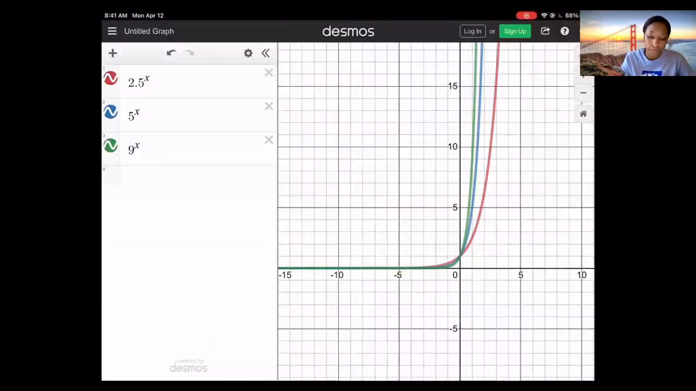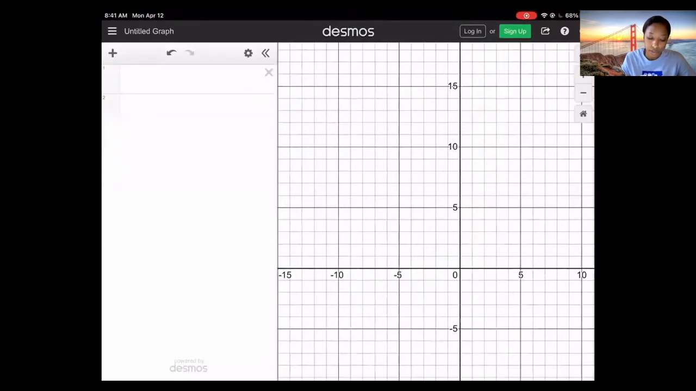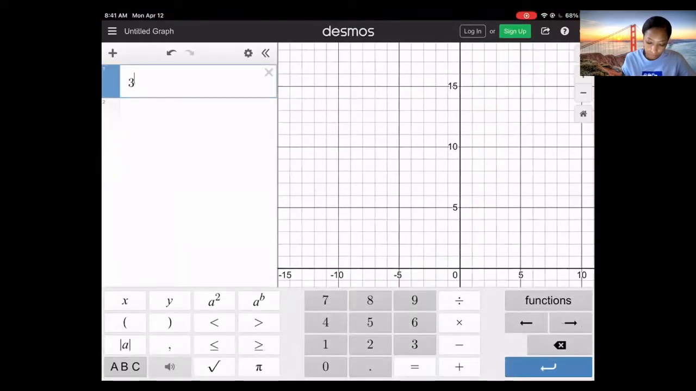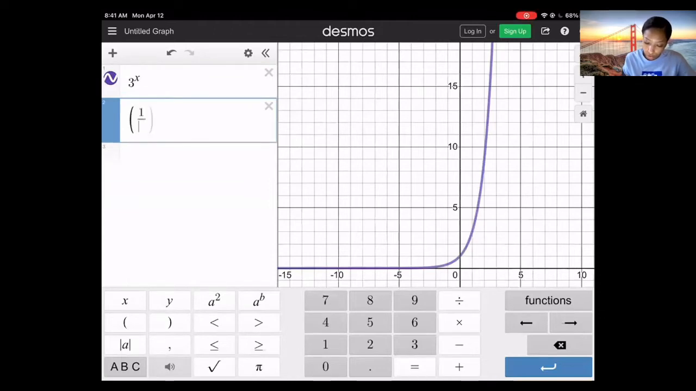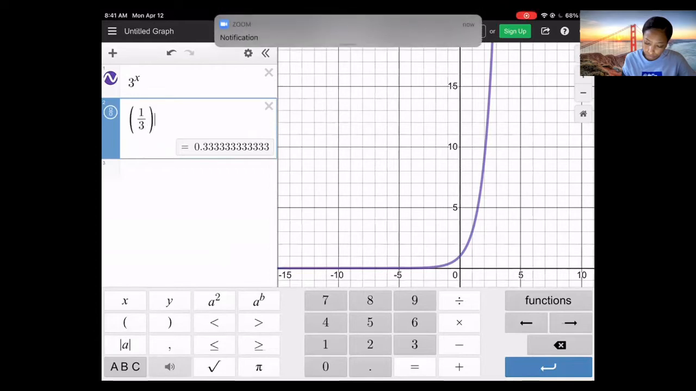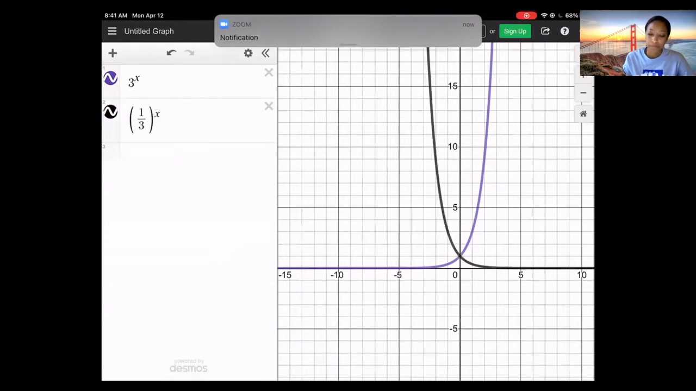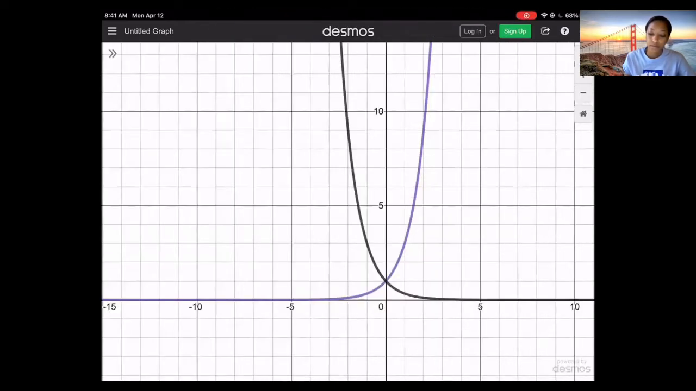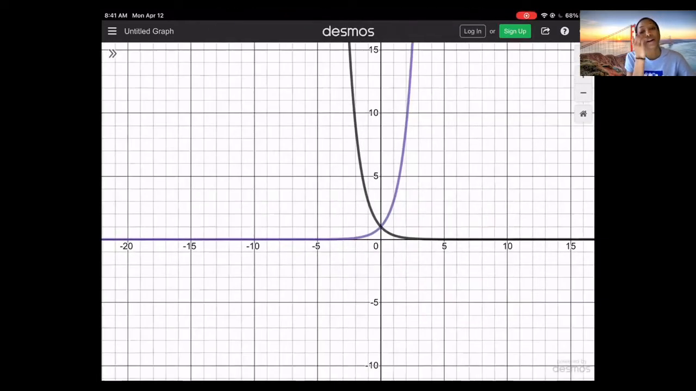All right, and then part C, sketch, we should look at these graphs also. Let's be thorough. 3 to the x and 1/3 to the x. There's 3 to the x, our exponential growth, and then 1/3 to the x power. So as you can see with these two curves, one is increasing, one is decreasing.